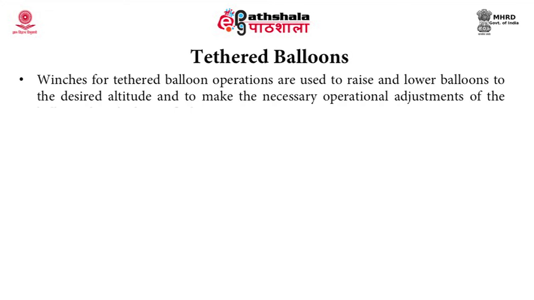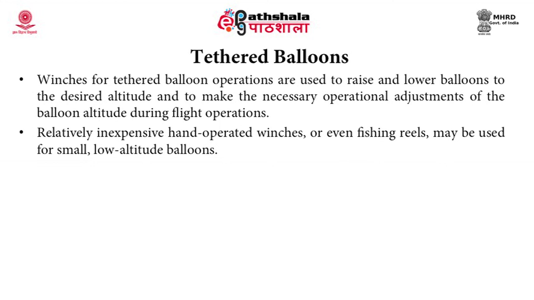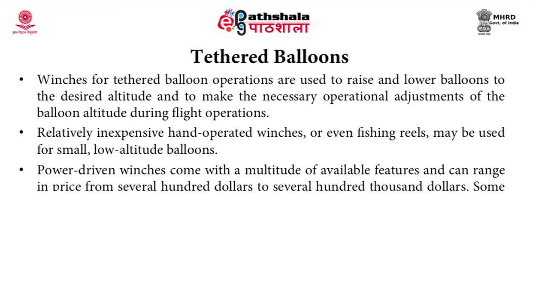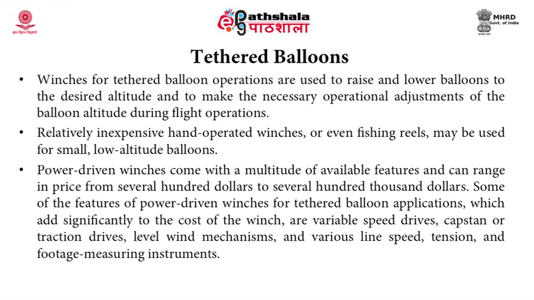Winches for tethered balloon operations are used to raise and lower balloons to the desired altitude and to make the necessary operational adjustments of the balloon altitude during flight operations. Relatively inexpensive hand-operated winches or even fishing reels may be used for small low-altitude balloons. Power-driven winches come with a multitude of available features and can range in price from several hundred dollars to several thousand dollars. Some of the features of power-driven winches for tethered balloon applications, which add significantly to the cost of the winch, are variable speed drives, capstan or traction drives, level wind mechanisms, and various line speed, tension, and footage measuring instruments.